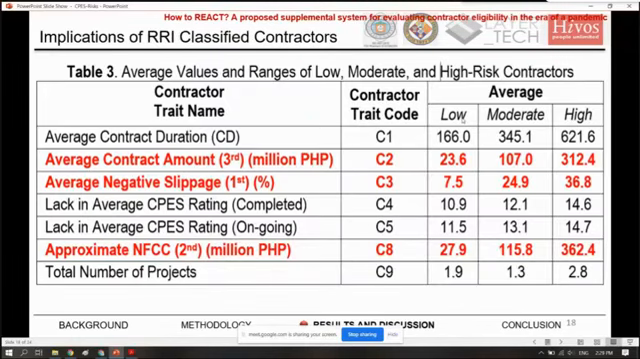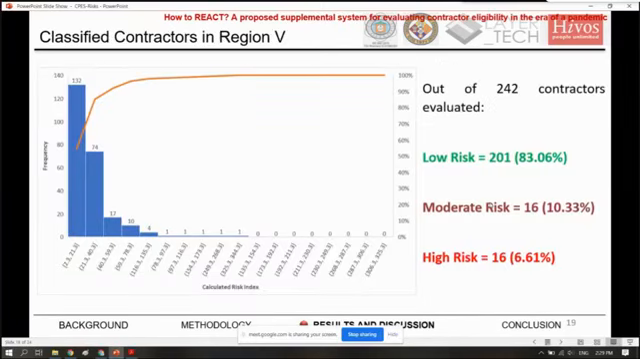Okay, let me continue. This is the average values in range of low, moderate, and high risk contractors. We will look into the average negative slippage. You will see that the low is 7.5%, well within the 15% threshold. And then the high is 36.8%, and the moderate is 24.9%.